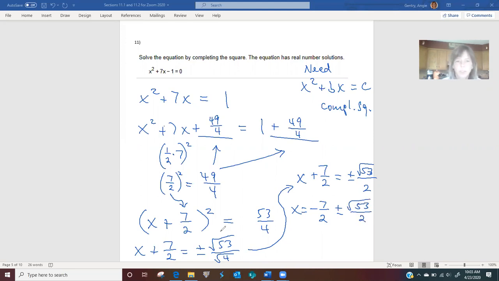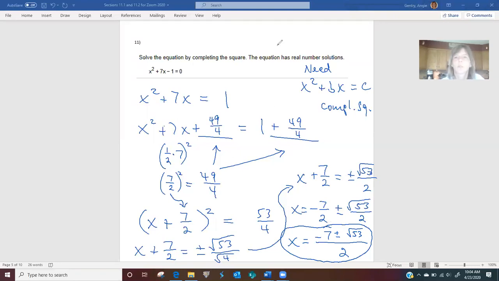If this had been a negative under the radical and you would have had an i with it, you need to keep them as two separate pieces. Since it does not have an i with it, you could write this as x is negative 7 plus or minus square root of 53 all over 2, and that would be your final answer. Or you could write it separately, x is negative 7 minus square root of 53 all over 2, or x is negative 7 plus square root of 53 all over 2.